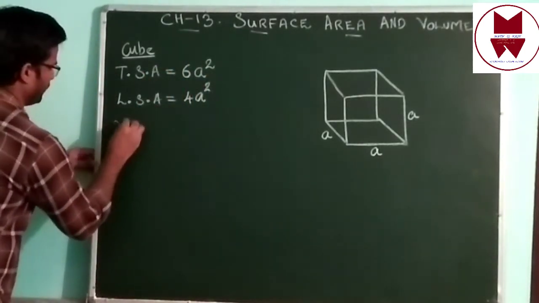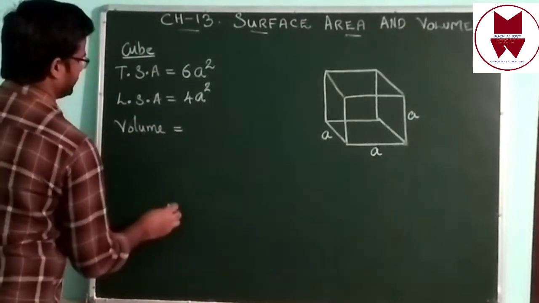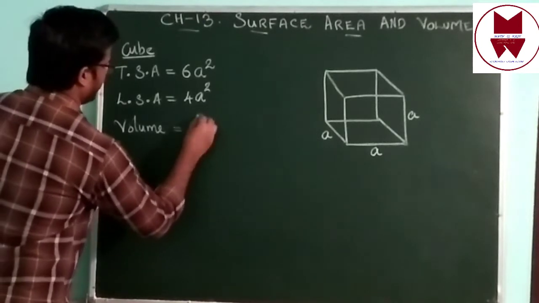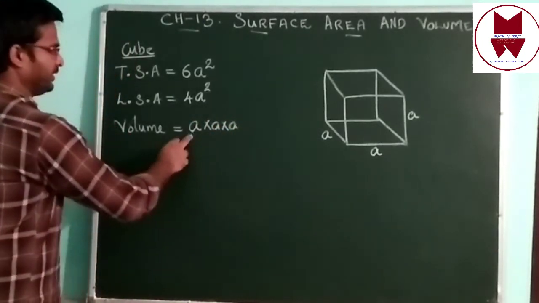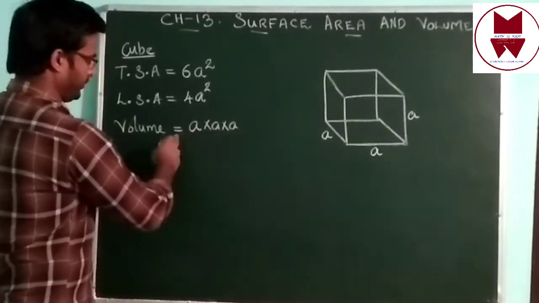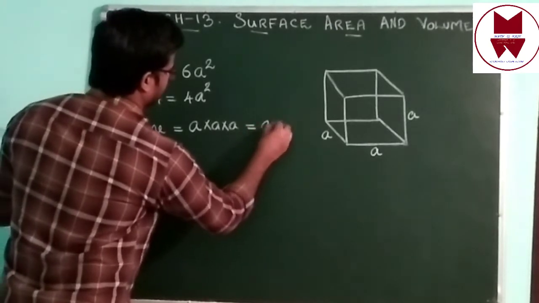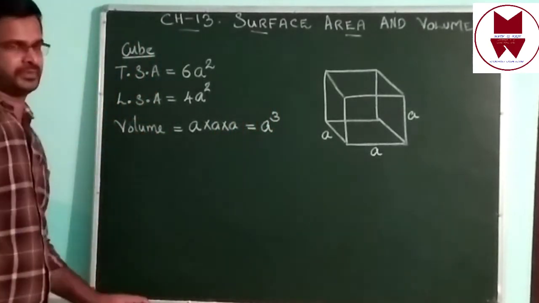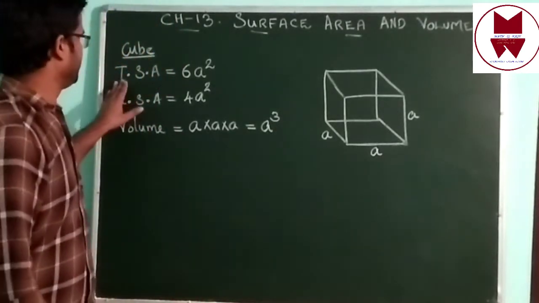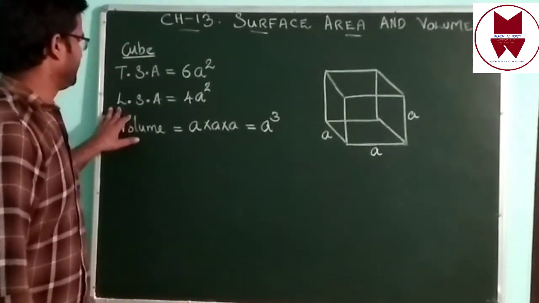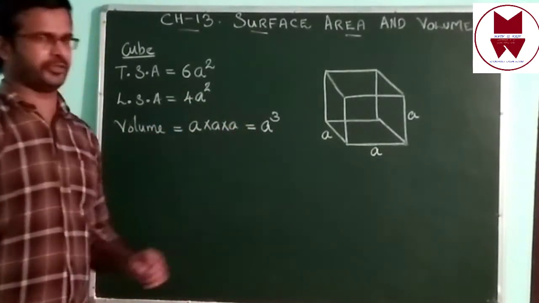Then next, volume. Volume equal to A into A into A, length into height into width. If you multiply these 3, you will get volume A into A into A. You can write A cube. These are the 3 formulas related to cube. TSA is 6A square. Lateral surface area is 4A square. Then volume is A cube.